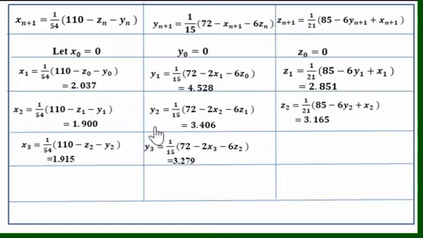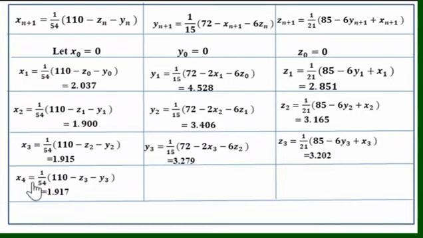Substitute x3 and z2 values. Calculate y3 is equal to 3.279. Then we have z3, 1 by 21, 85 minus 6y3 plus x3. Substitute the values for x3 and y3. 3.202 is z3. This completes the third iteration.